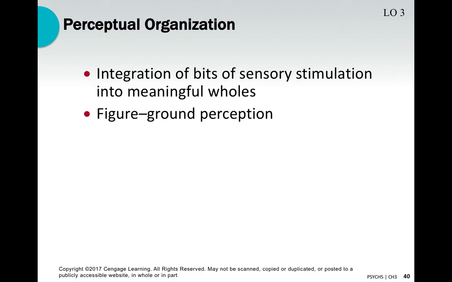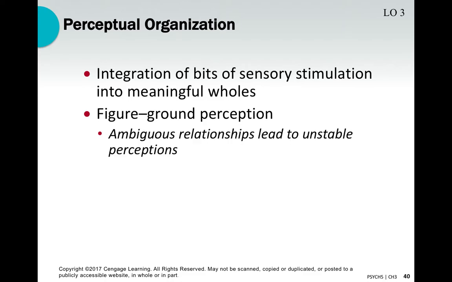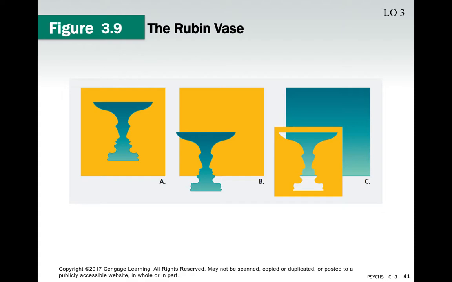And here's another example: figure-ground perception. It's where you have an ambiguous relationship that could lead to an unstable perception. That may not make a lot of sense right now, but it will make more sense in just a moment. Look at this, it's called the Rubin vase exercise, and it's in figure 3.9. It's on page 75 of your text.